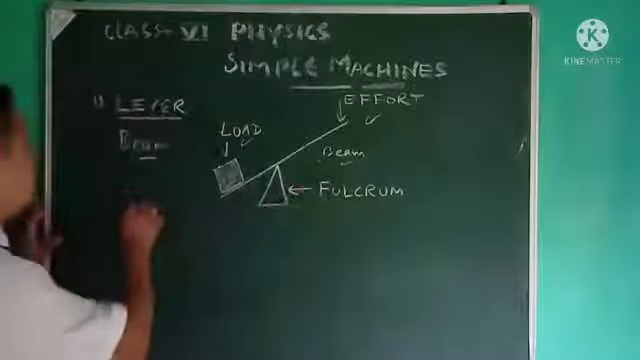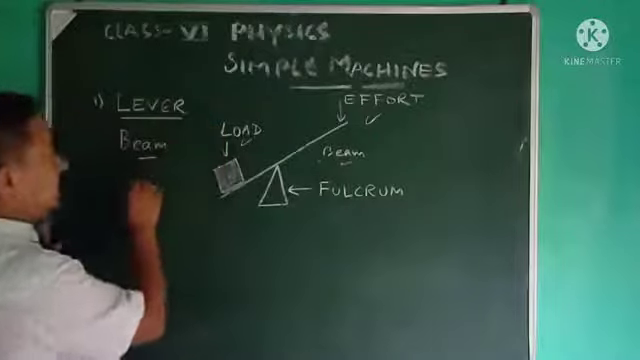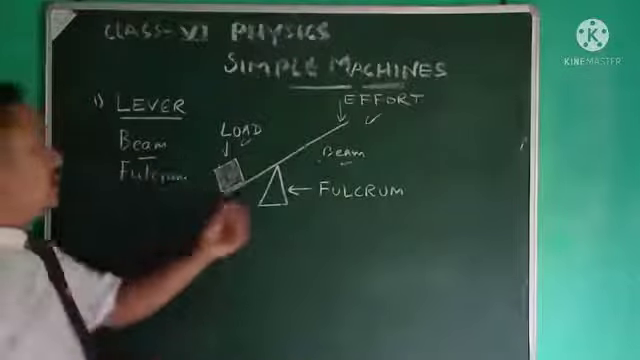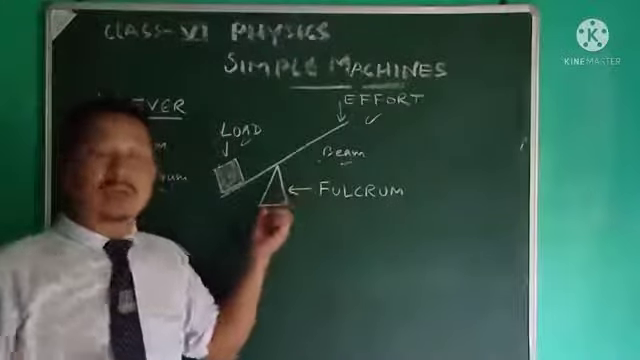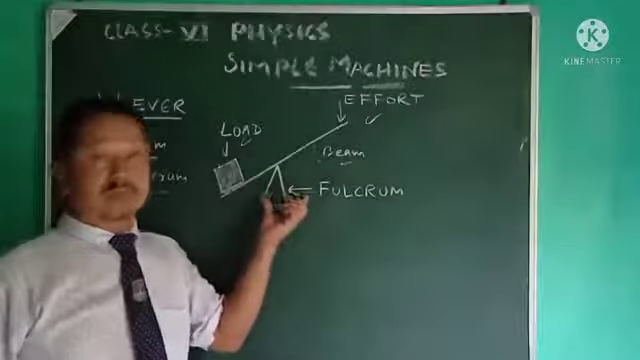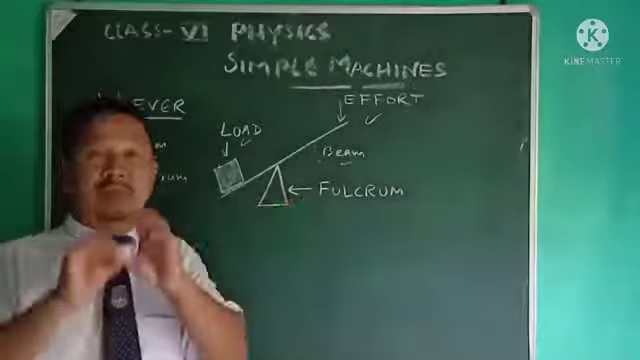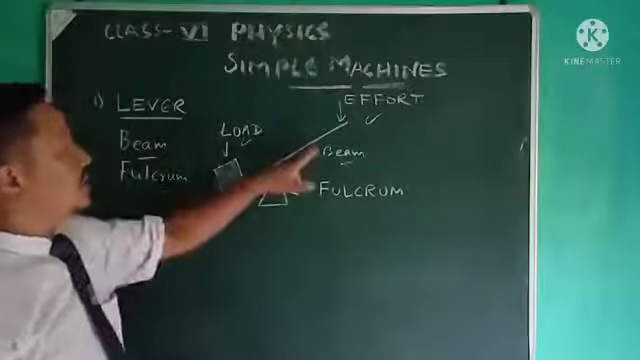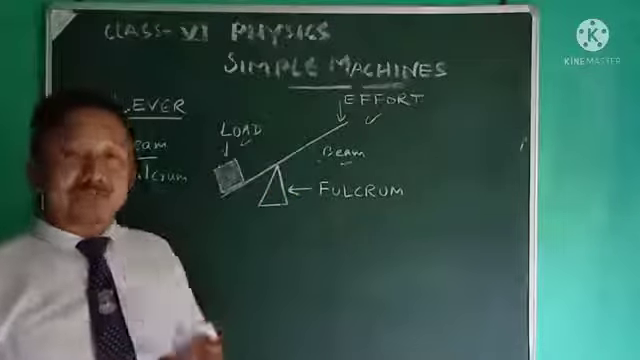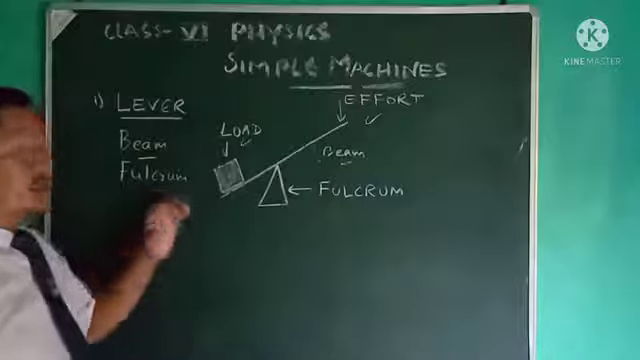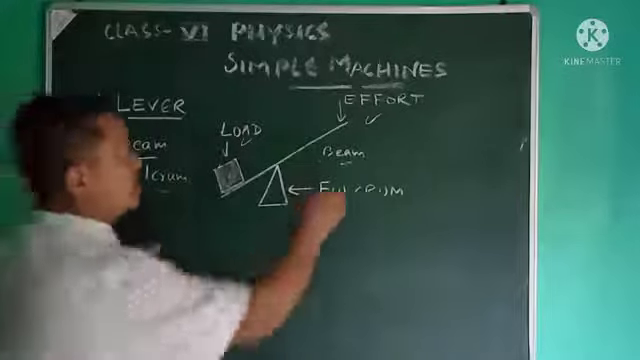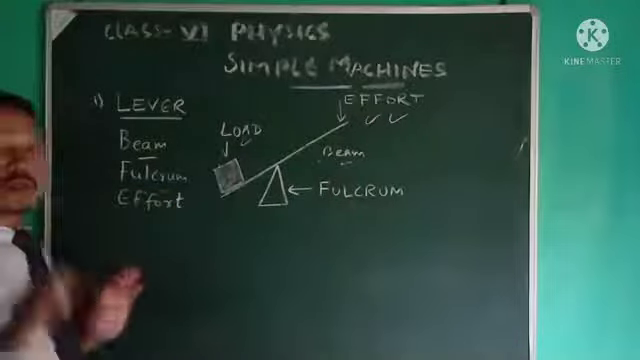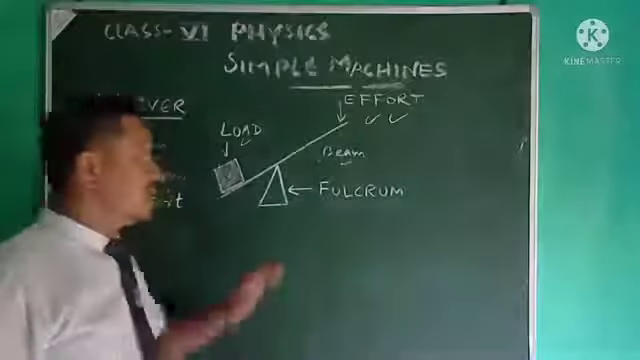The second point you have to know about the lever is the fulcrum. The fulcrum is a pivotal point which does not move, an immovable point or material on which the rigid bar rotates or rests. Then the other point you have to know about a lever is the effort. Effort is the force that you apply.